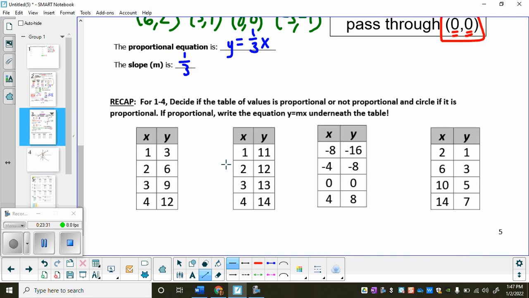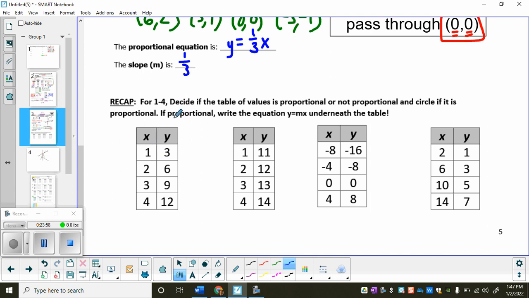And so what we're going to look at real quick is just 4 sample problems together so that you feel comfortable with how you're going to practice on the next page and submit those answers into a Google form. For each of these, you're going to decide if the table of values is proportional or not proportional. And if it is, just circle it. And if it is, we're also going to write the equation underneath the table of values. Okay? All right, so let's take a look at this one.